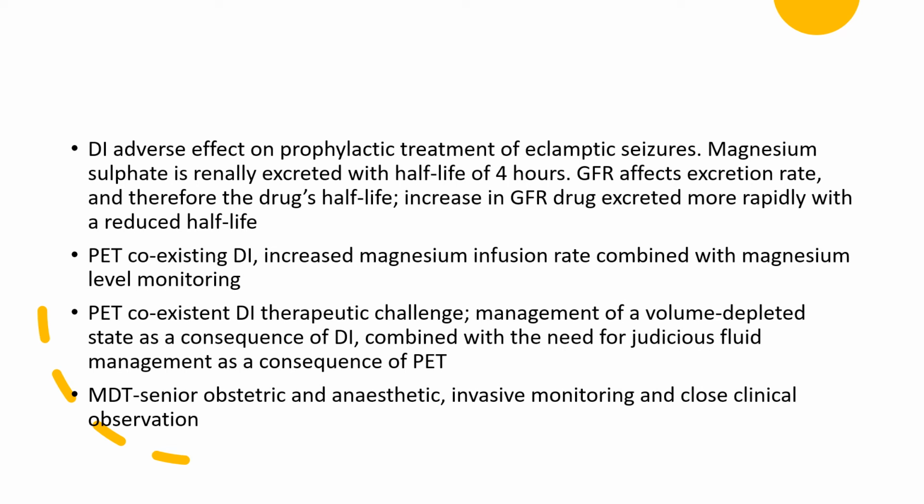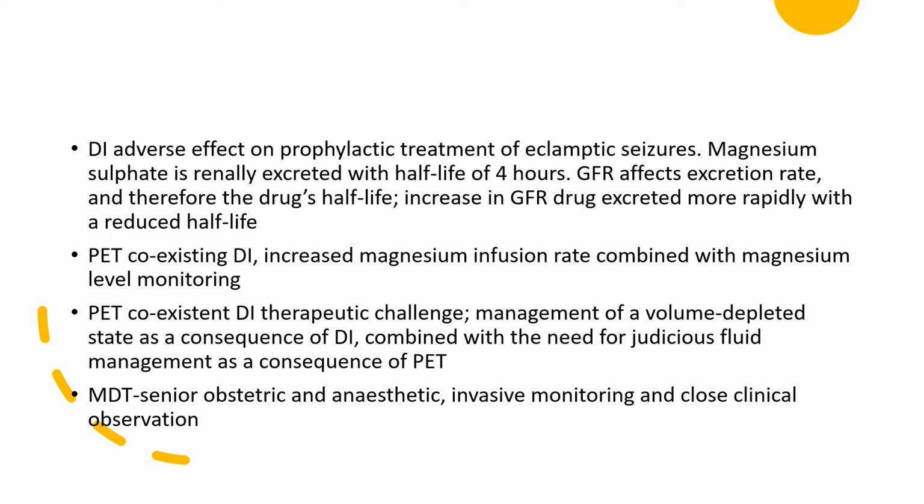Diabetes insipidus adverse effects on prophylactic treatment of eclamptic seizures. So magnesium sulfate is renally excreted with a half-life of 4 hours. The GFR affects the excretion rate and therefore the drug's half-life. An increase in GFR can lead to the drug being excreted more rapidly with a reduced half-life. So in patients with preeclampsia with coexisting diabetes insipidus, it's important to increase the magnesium infusion rate and also combine this with magnesium level monitoring, as more of this drug is excreted.